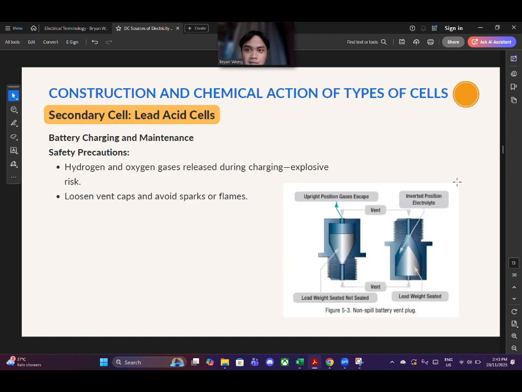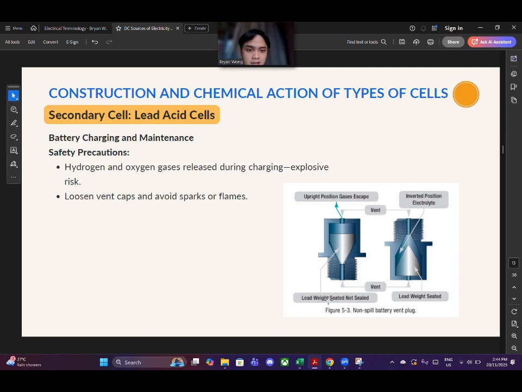Next, battery charging and maintenance safety precautions. What are the safety precautions that we must look out for? Hydrogen and oxygen gas are released during charging, so there is a risk of explosion, so you have to be careful. In order to prevent it, you have to loosen the vent caps and avoid sparks or flames.